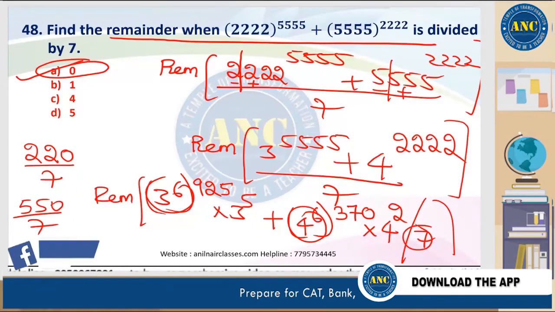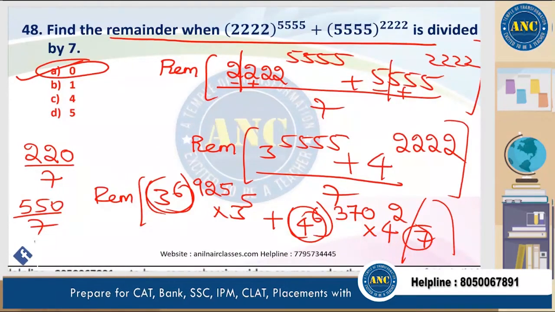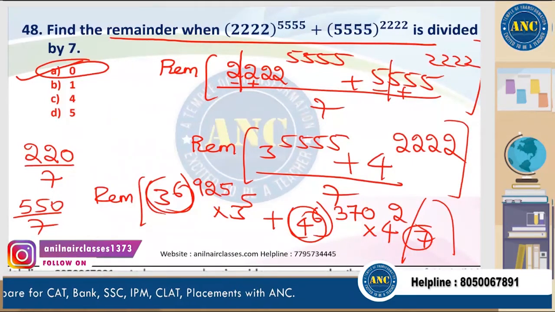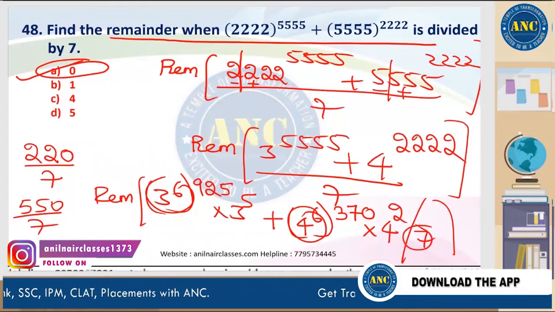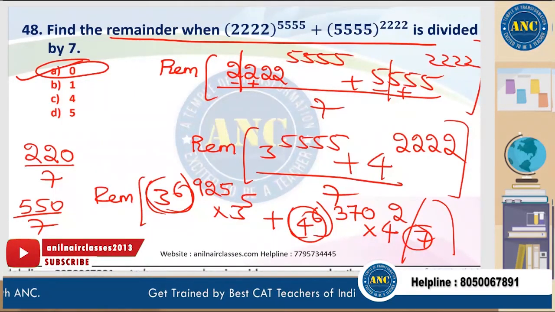A power n plus b power n is always divisible by a plus b if n is odd. 48th clear, right? Idea clear?